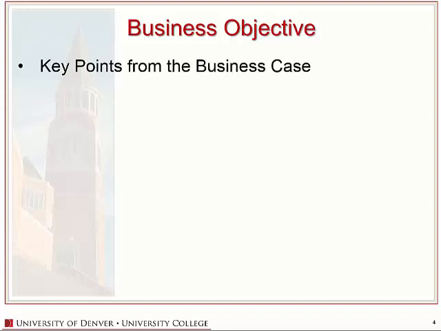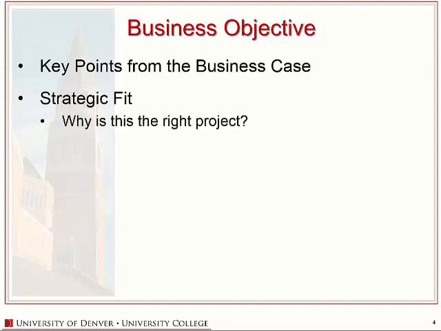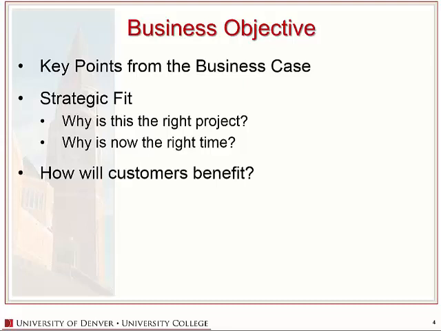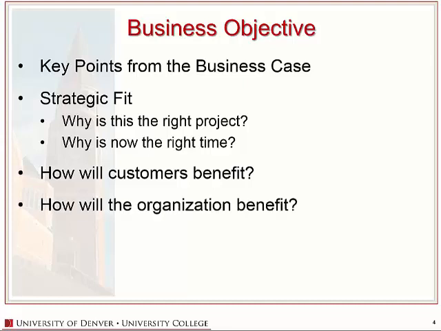The business objective section contains key points from the business case. You want to actually describe the strategic fit, and here once again you want to answer the question, why is this the right project and why now is the right time to actually do this project? You also want to describe how your customers will benefit. What customer benefits did you articulate in the business case that you can now put into this section? And then you also want to describe how the organization will benefit. Most specifically, you want to describe that in terms of the strategic value that you're going to generate, and the best reflection of that is the return on investment for this particular initiative.